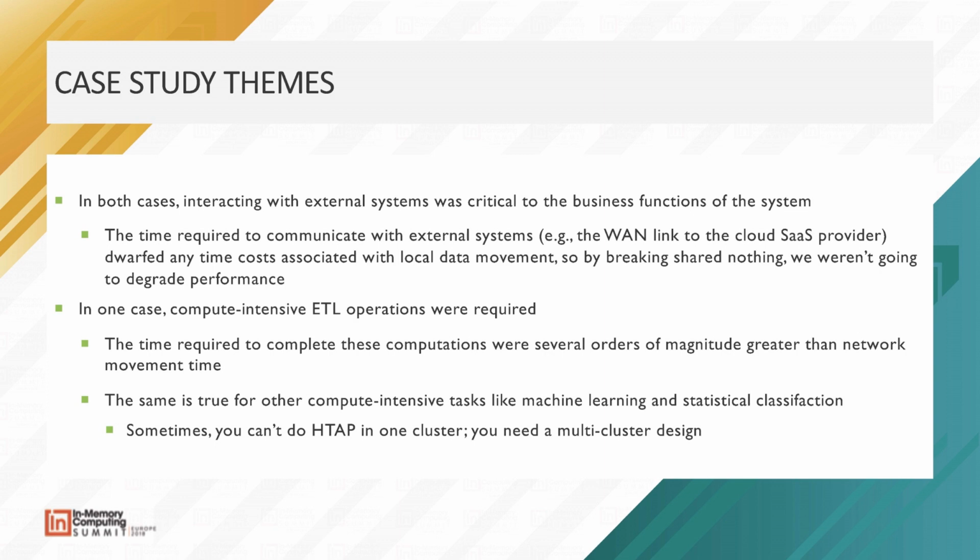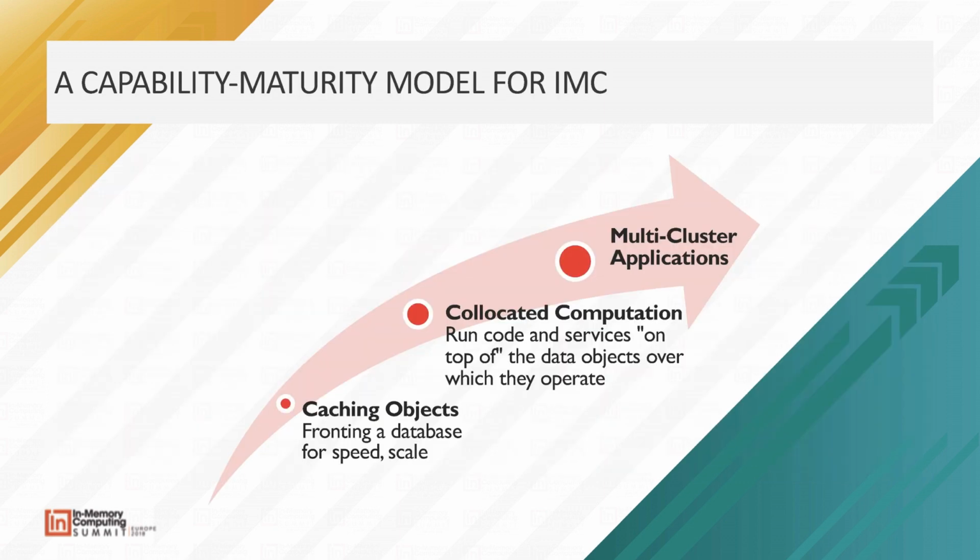And when thinking about this at the end, I wanted to just put together this curve based on my understanding working with customers for many years in in-memory data grids about a capability maturity model for in-memory computing. I think people start out caching objects and basically just fronting a database with POJOs, right? And they do this for a lack of ORM, for speed, and for scalability by adding other nodes. Ultimately, you come to co-located computation and this sort of running code and services on top of data. That's fantastic, right? Most people do this in a shared nothing way.